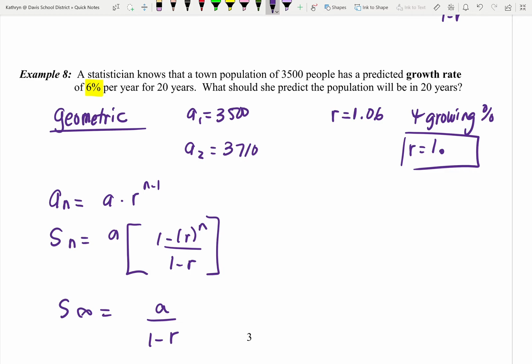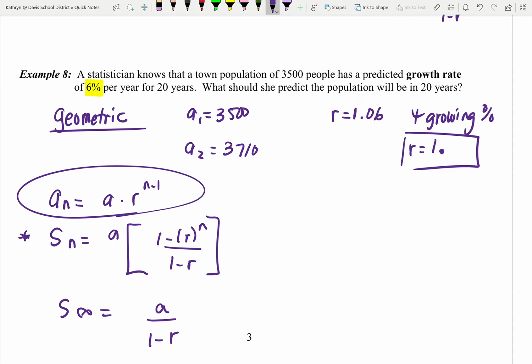What would she predict it to be in 20 years? If you think it's a sum, listen to what you're doing. You're taking 3,500 and adding it to 3,710 and then adding it to the next one. People are going to be counted like 20 times. That's not it. It's this formula right there. It's a specific year. Who says I understand that? Raise your hand.